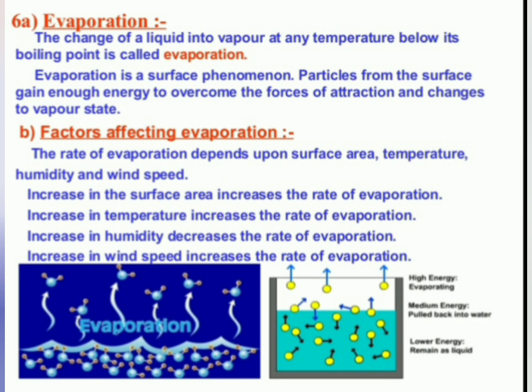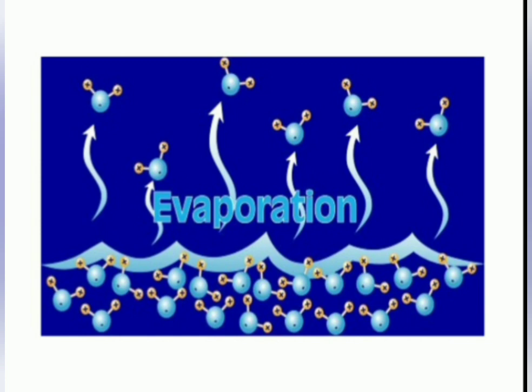Humidity means the atmosphere containing vapor and air, that is called humidity. More increase in humidity decreases the rate of evaporation. An increase in wind speed increases the rate of evaporation. We can see the related pictures. Okay, here evaporation is there. So evaporation takes place by the four aspects I told: surface area, temperature, humidity and wind speed. Okay, clear?